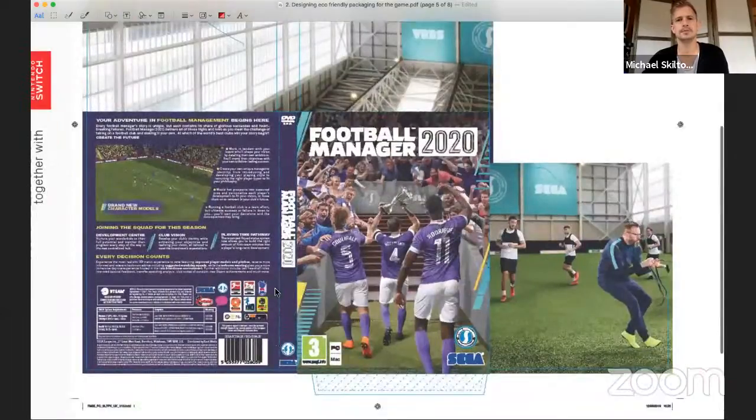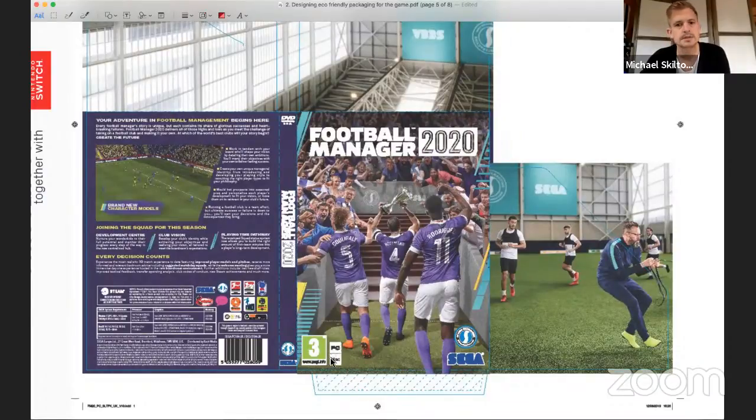First off, you can probably recognize the front of this game. Okay, so here we go. We've got Football Manager 2020 at the top. We've got some football players or characters looking like they've won, and all their fans that are super happy and excited around. We've got Sega's branding for the publisher on the front. Looks like we've got the developer down here as well.